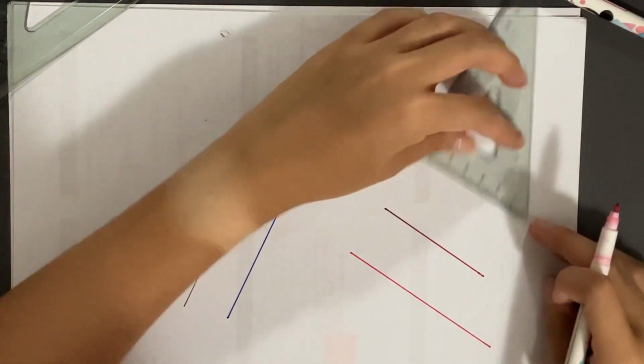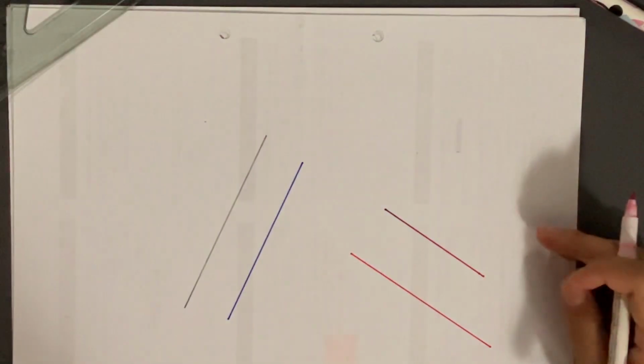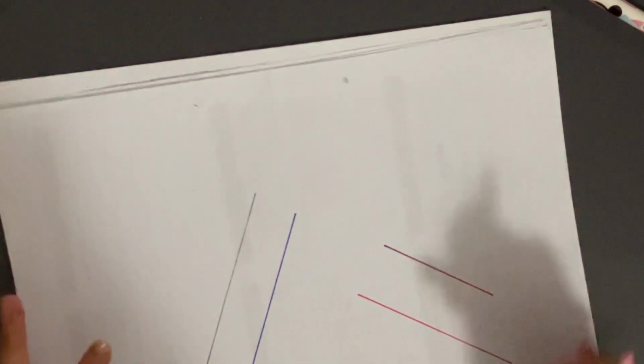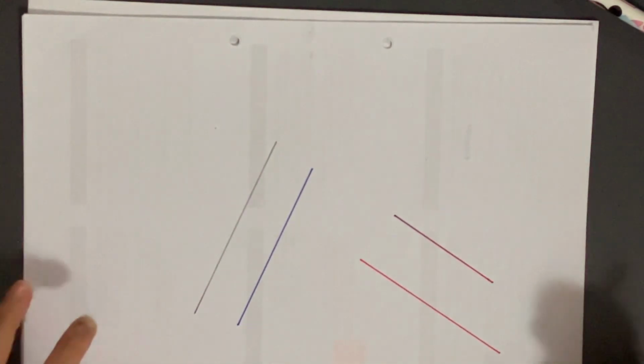So as you can see, I'm using a marker right now. This is because I'm trying to demonstrate and I want to make sure that you can see the line. But when you're drawing, you always use a pencil so that if you make any mistakes, you can erase. Okay, let's try one more.